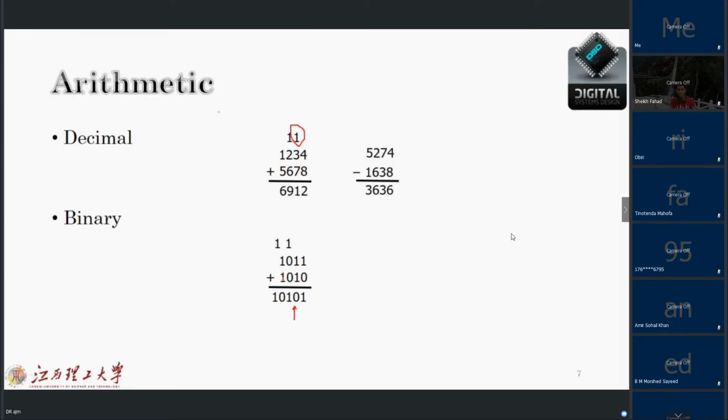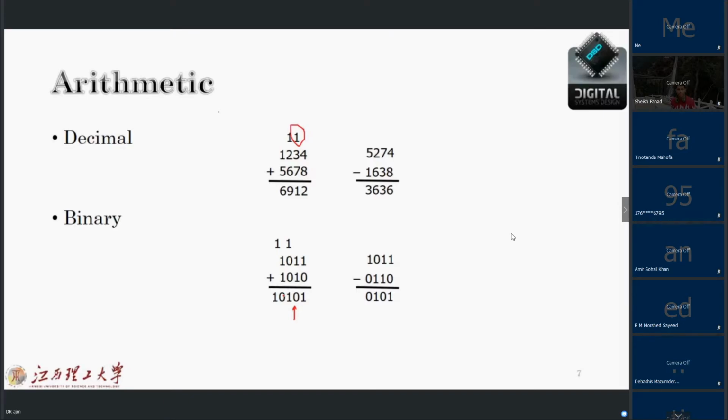Let us see what will happen for subtraction. For subtraction, it's very simple. 1 minus 0 becomes 1. 1 minus 1 becomes 0. 0 minus 1 becomes 1. And 1 minus 0 becomes 0. Okay.